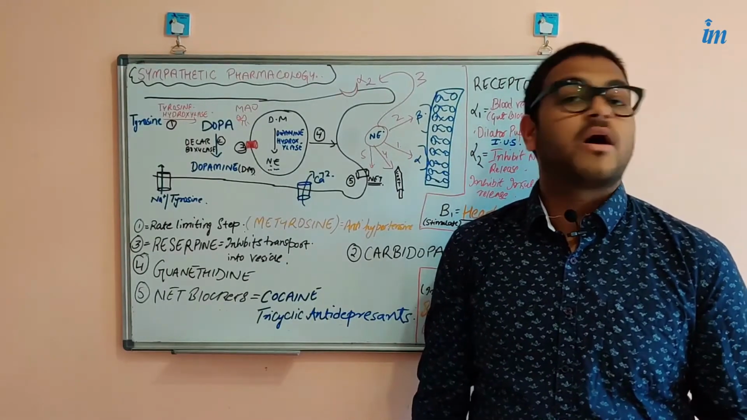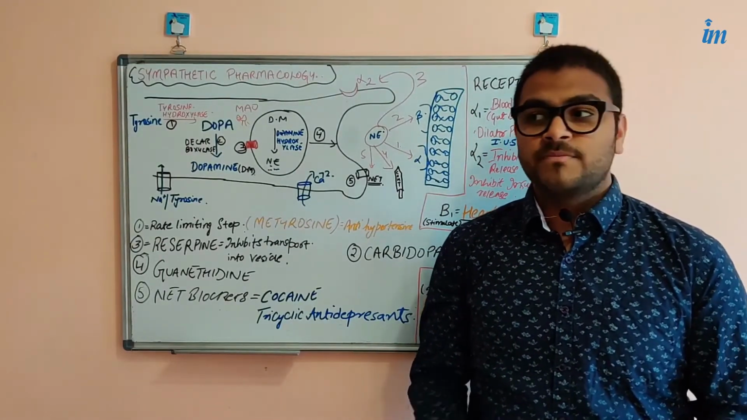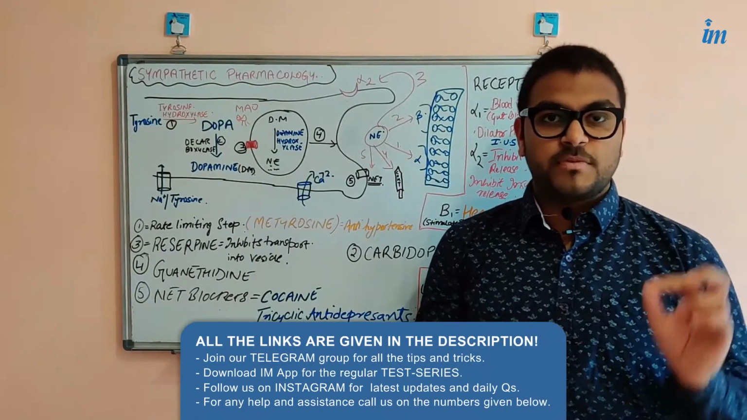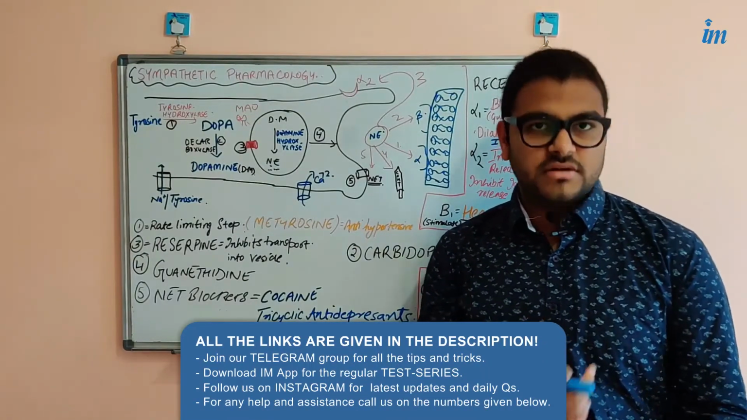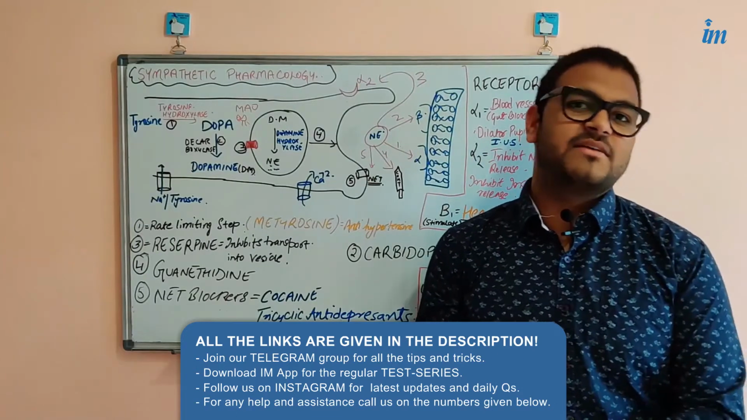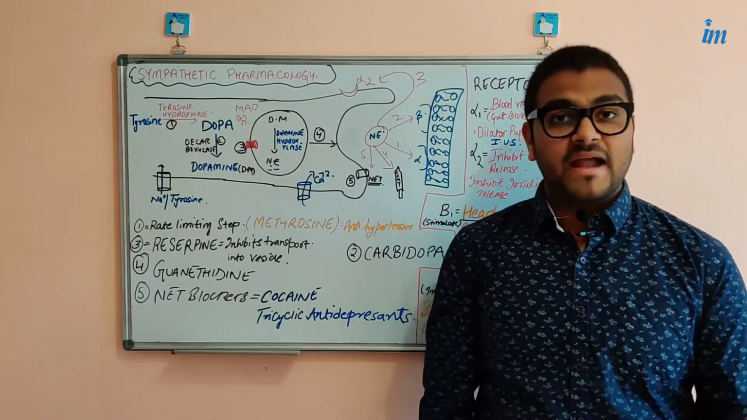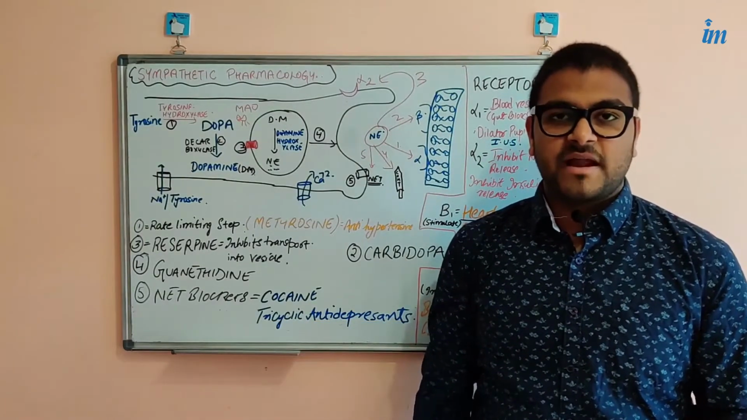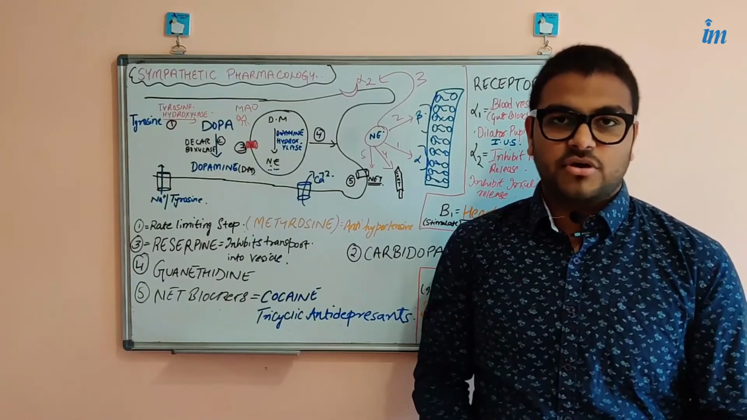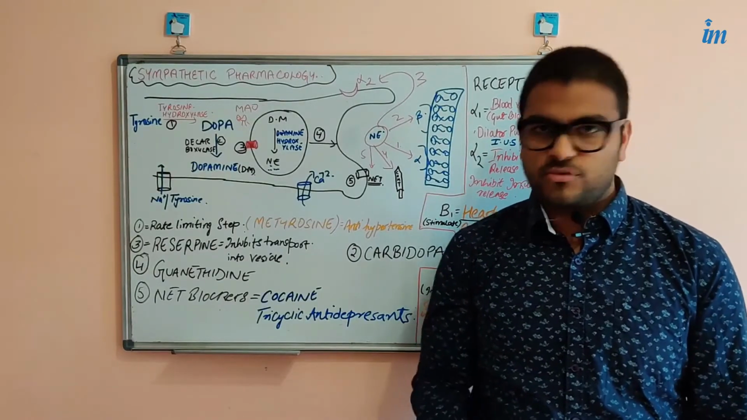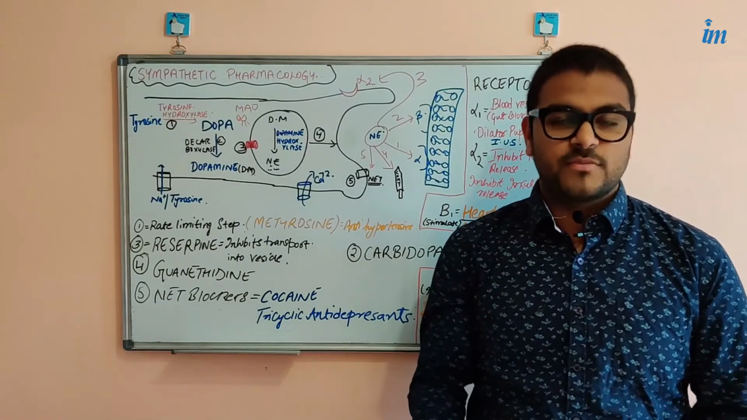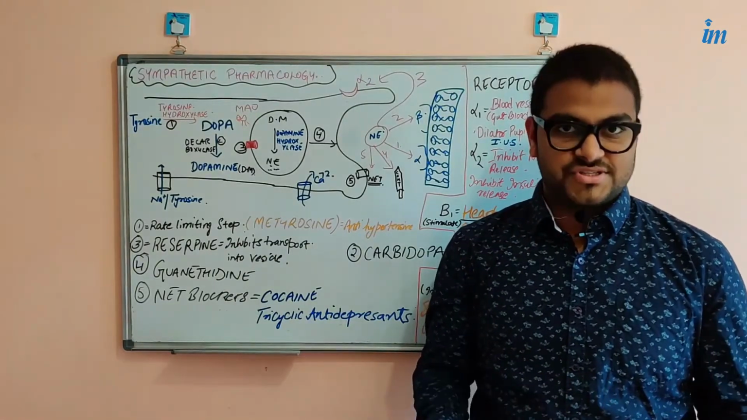For example, your heartbeat will be very fast, your breathing rate will increase, your pupils will dilate, your skeletal muscles will have more blood supply because you want to run away, and your urinary bladder will relax because you don't want to urinate if the dog is behind you. So these are the changes that occur.